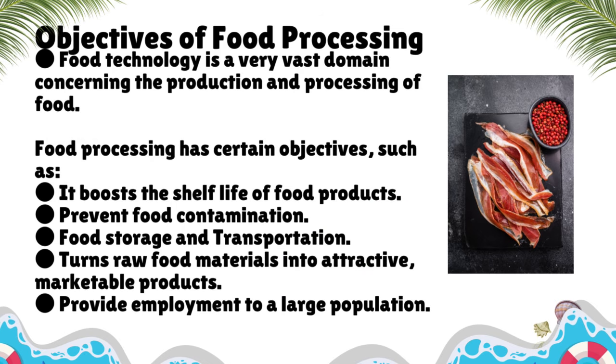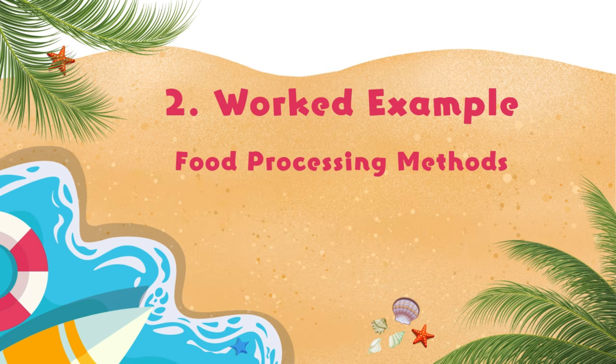Objectives of food processing. Food technology is a very vast domain concerning the production and processing of food. Food processing has certain objectives, such as it boosts the shelf life of food products, prevents food contamination, aids food storage and transportation, turns raw food materials into attractive, marketable products, and provides employment to a large population. Worked example: food processing methods.